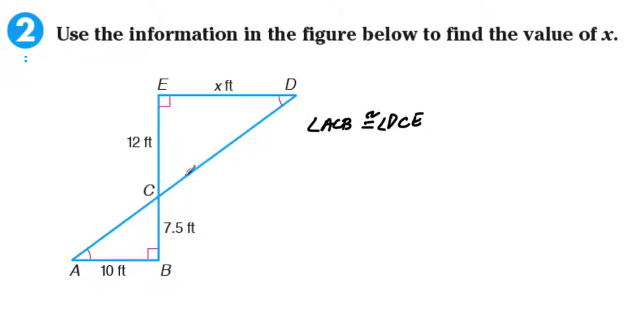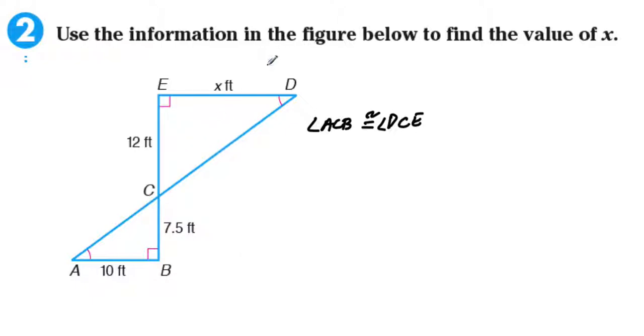Okay, DCE. And if you notice, the vertex is the middle letter, where A and D are corresponding angles, B and E are also corresponding angles. Okay, and what did we find out? We found out that angles A and D are congruent because of that hash mark, and angles E and B are also congruent because they are both right angles.